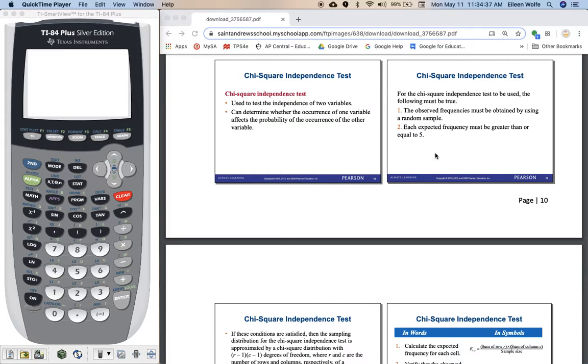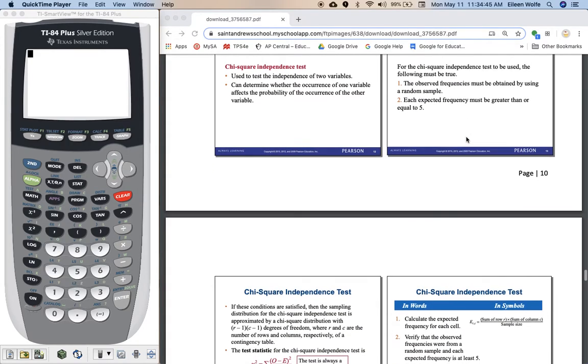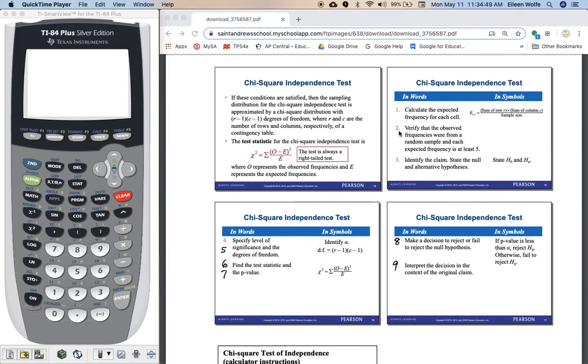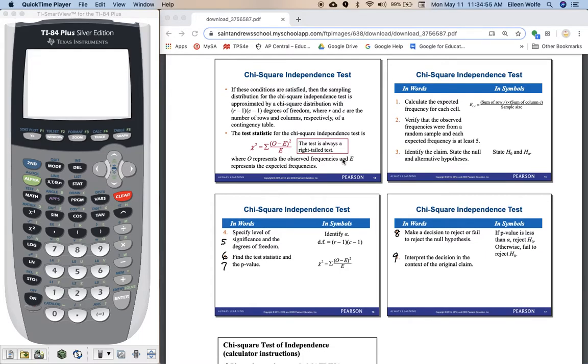So the same assumptions here. We must have all of our observed frequencies coming from a random sample, and we must have all of our expected frequencies greater than or equal to 5. So page 11, let's run the chi-square. Let's see the details of the chi-square test and then practice a whole bunch of examples.